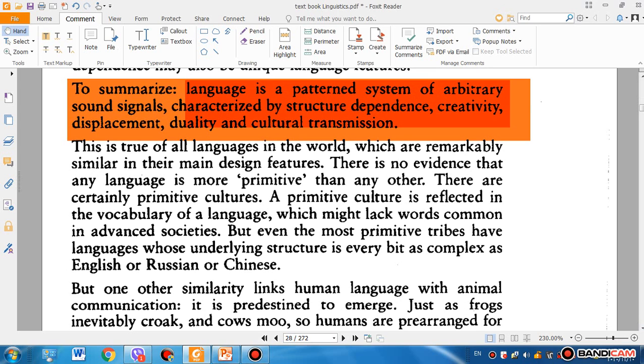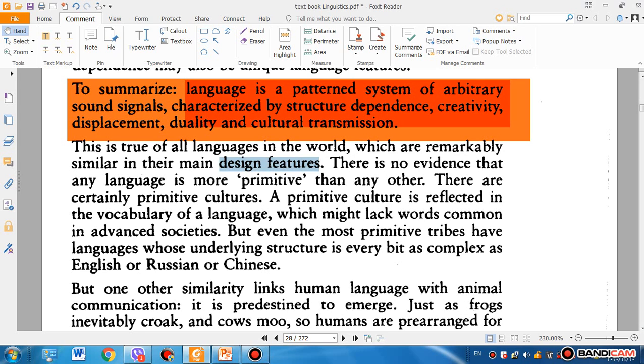All the languages of the world, Kurdish, Arabic, Hindi, Persian, are similar in their main design features. So all languages share the same design features as the first point. There is no evidence that any language is more primitive than any other.